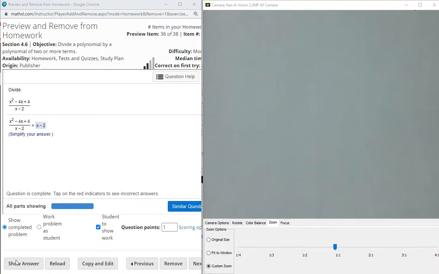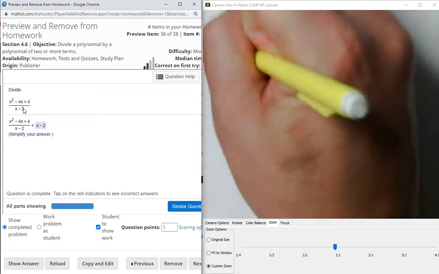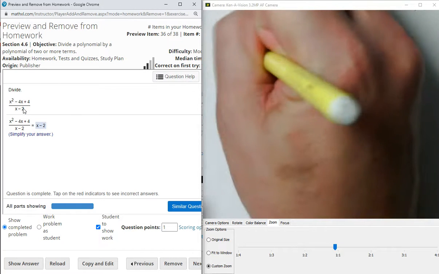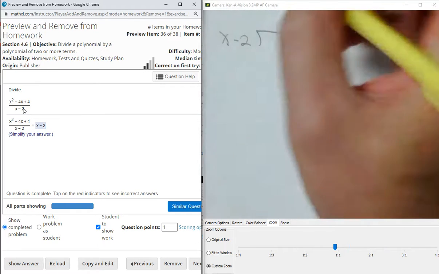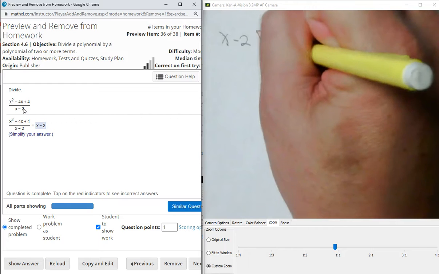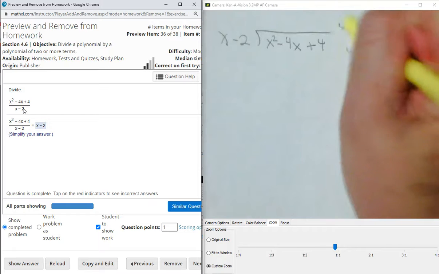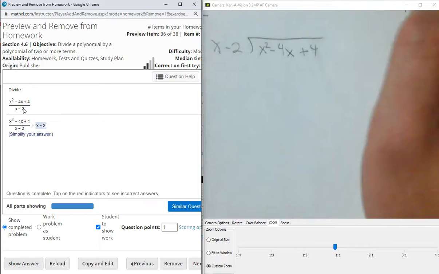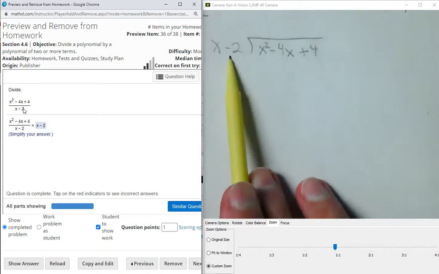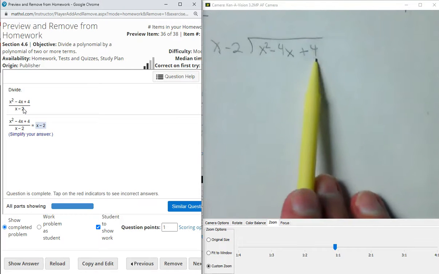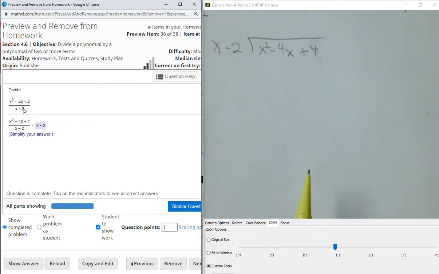So here's the next one. Notice that this time the problem does tell me to divide. The division problem is written as a rational expression. So the first thing I have to do here is write this as a traditional long division problem. There we go. We've written it as a traditional long division problem. The divisor is x minus 2, the dividend is x squared minus 4x plus 4.